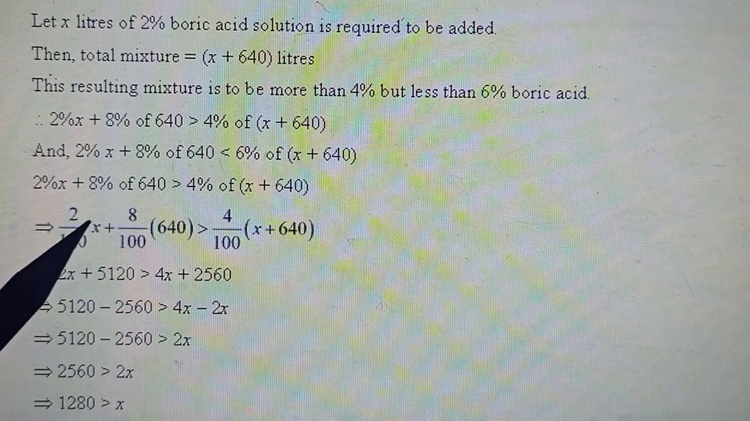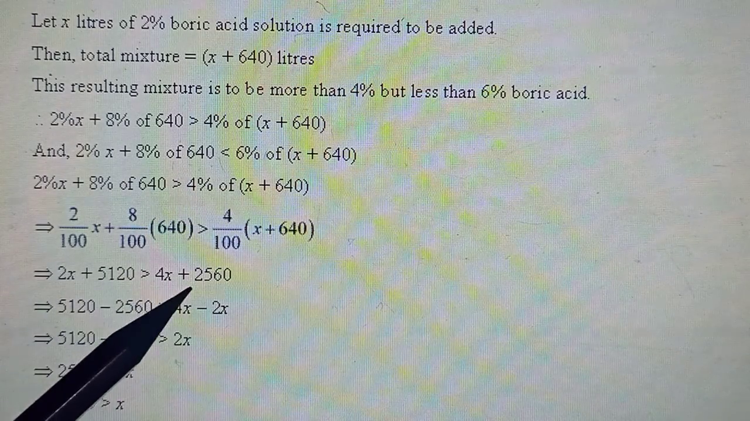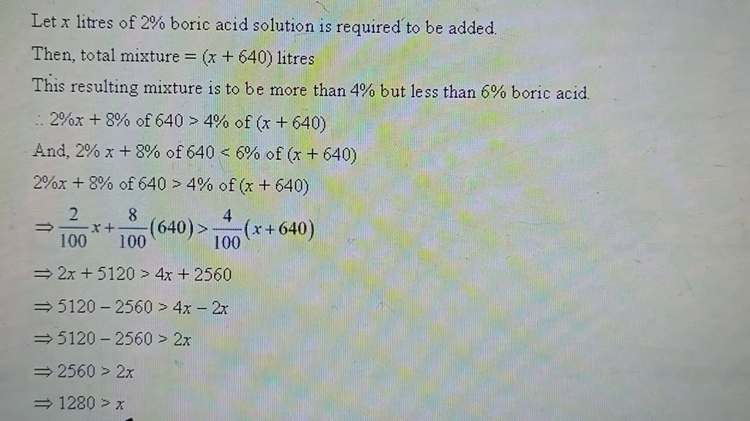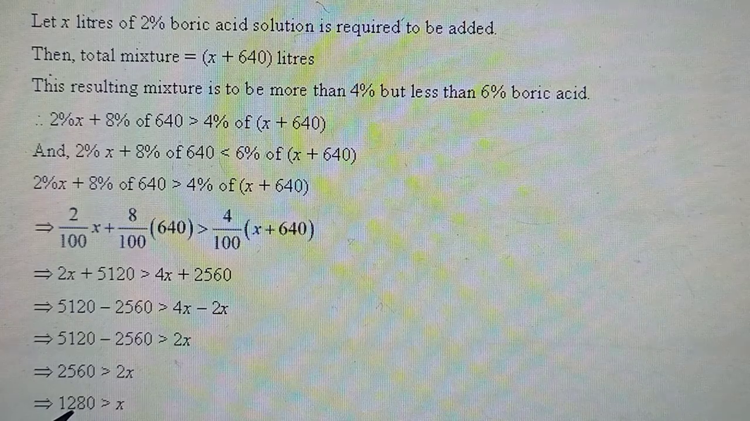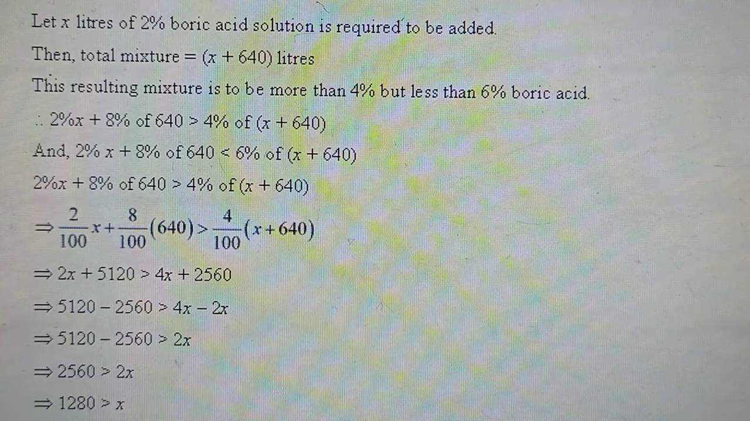Okay, they have not cancelled 2 as I was suggesting. They have only cancelled 100 and then distributed inside. So this kind of calculation they are getting. It's up to you how you want to do it. So we are getting one limit of x as that x would be more than 120 liters. Simplify it on your own and check.